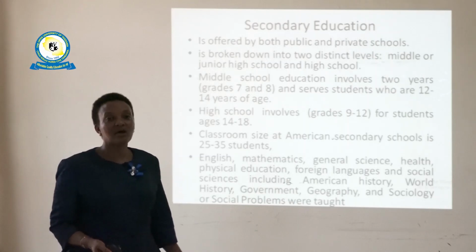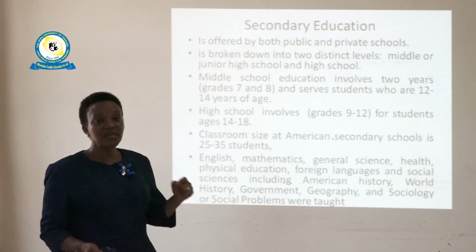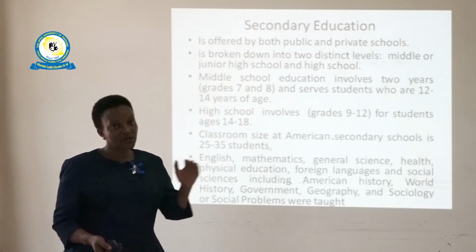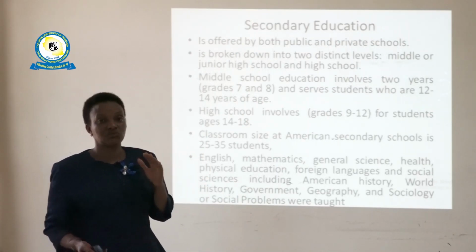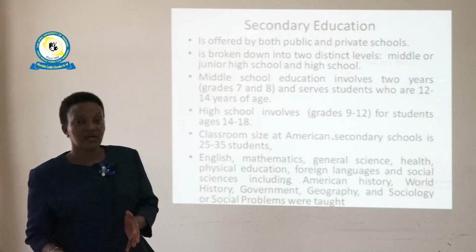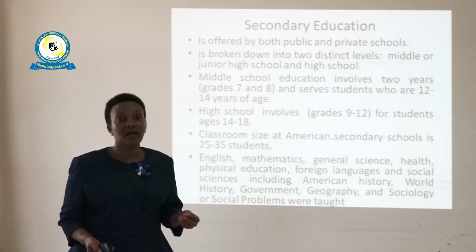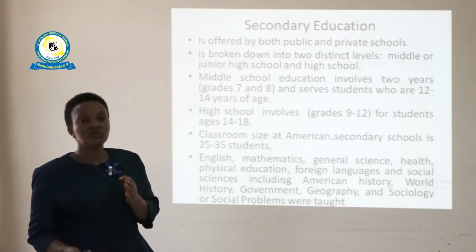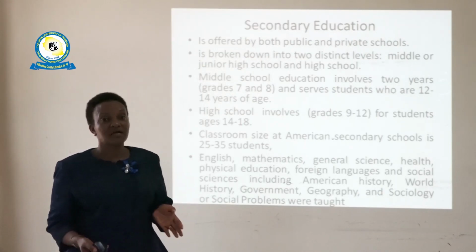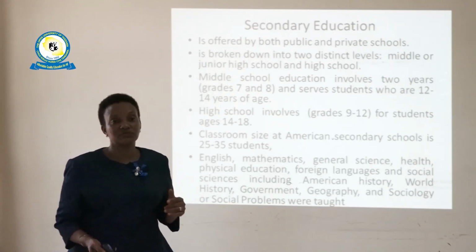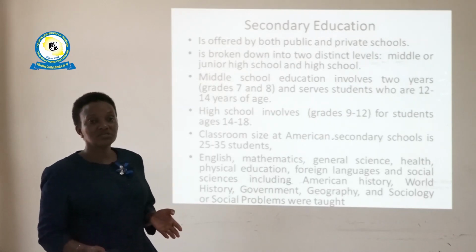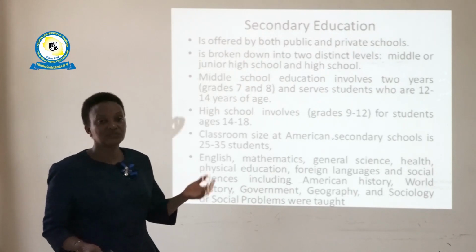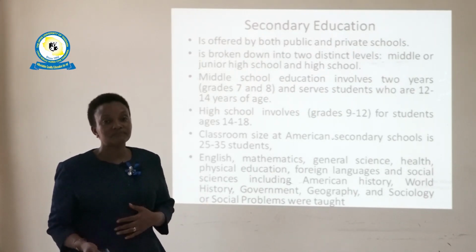It is broken down into 2 distinct levels: the middle or junior high school and high school. So secondary school is divided into 2. The middle school education involves 2 years, grades 7 and 8, and serves students who are 12 to 14 years. High school involves grades 9 to 12 for students ages 14 to 18.